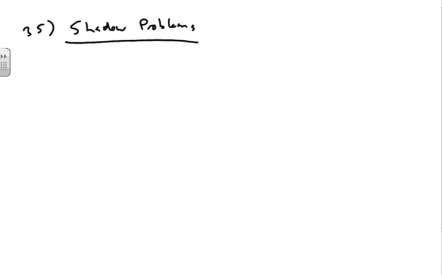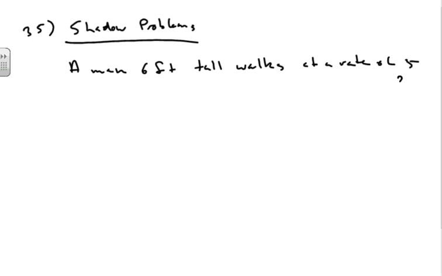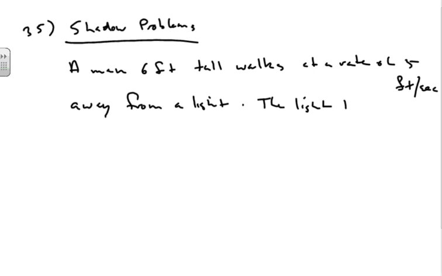And what we have here is a shadow problem where a man who is 6 feet tall is walking at a rate of 5 feet per second away from a light. Now that light is 15 feet high.